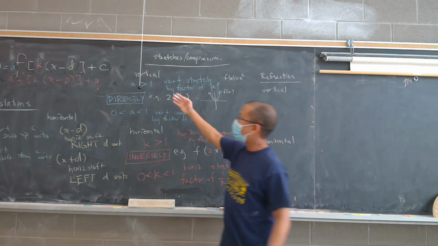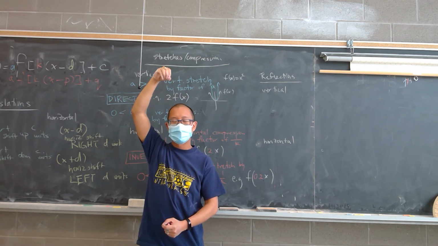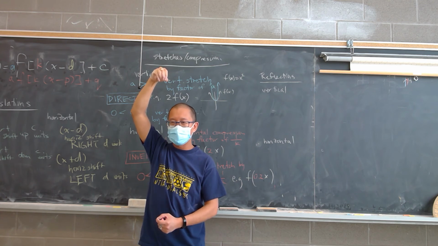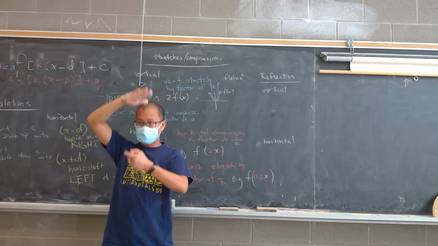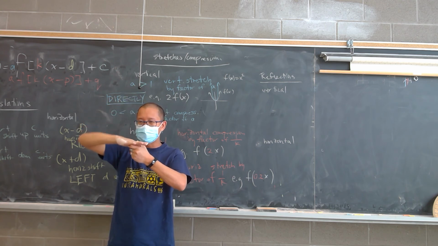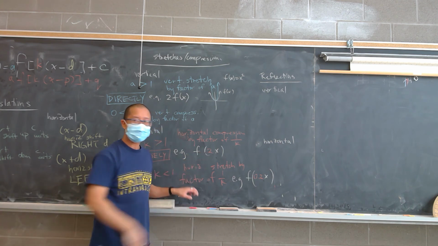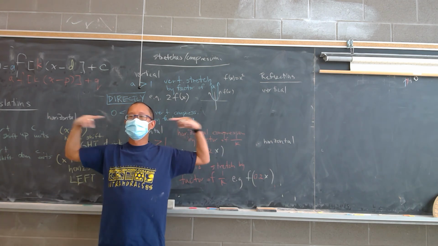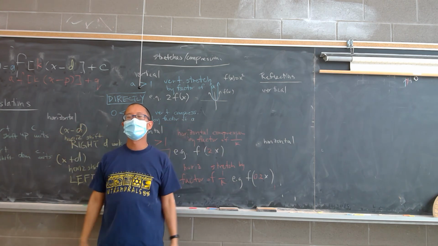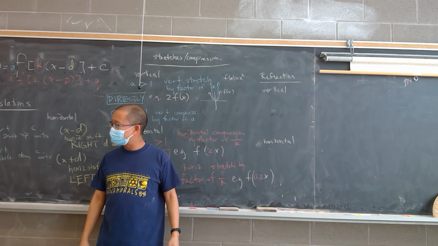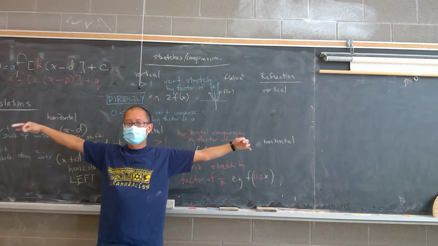One more time. When A is greater than 1, it's vertically stretched. When A is in between 1 and 0, it gets vertically compressed. So it's a smaller number, but it's directly related. K is a little bit different. When K is greater than 1, it's actually a compression horizontally. When K is in between 0 and 1, it's a stretch, it gets wider.